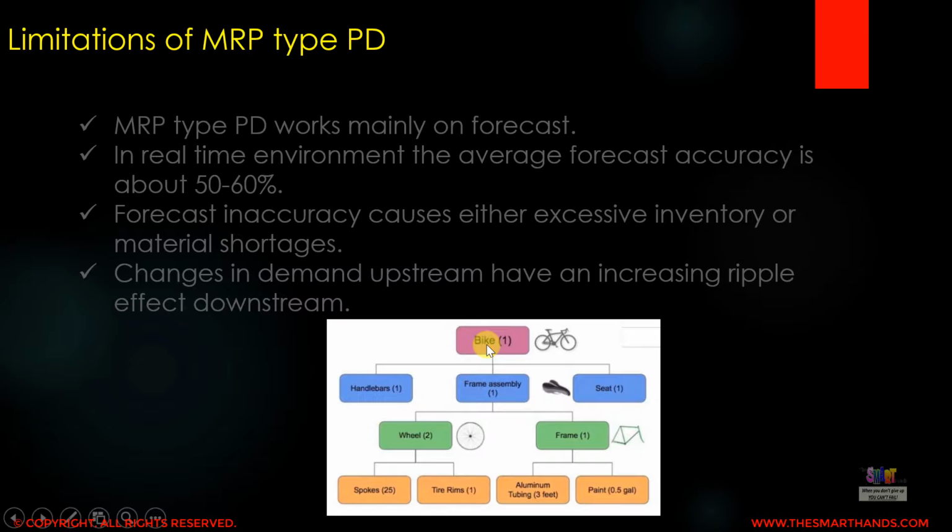Now if we have inaccuracy at this bike 1, then think about the inaccuracy in bike 2, bike 3, bike 4, and so on. If these tire rims are used in, say, hundreds of other BOMs, and all the top-level codes have inaccuracy in the forecast, then what will happen to the stock level of the tire rims at the raw material level? Because of the inaccuracy at the different finished goods level, we can either have excessive stock for tire rims or run out of stock. That's the main issue with this MRP type PD.